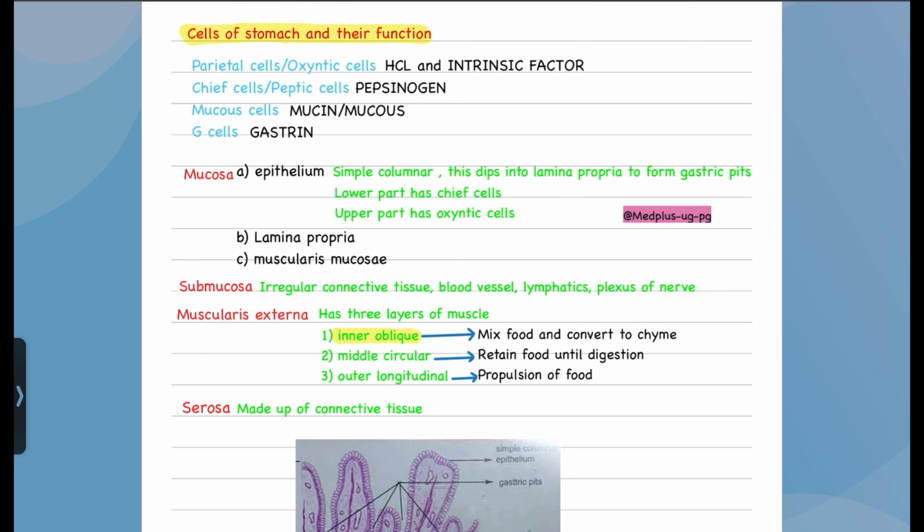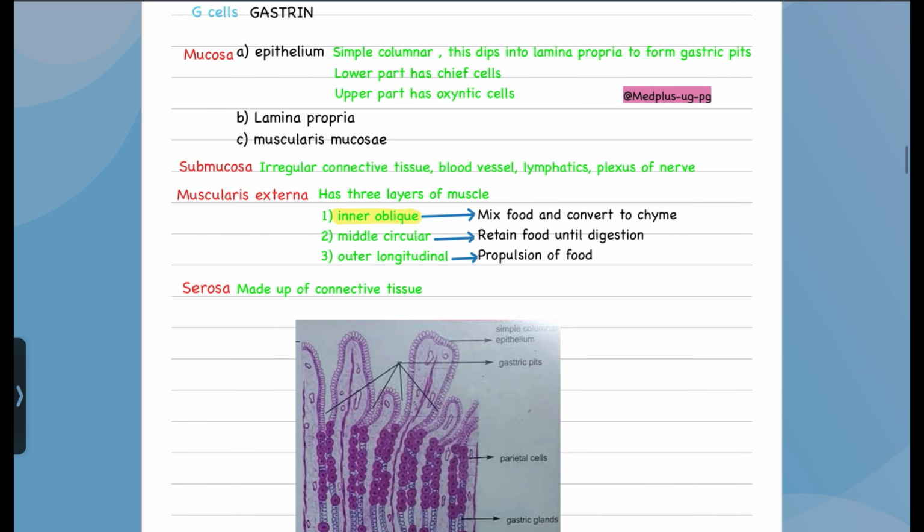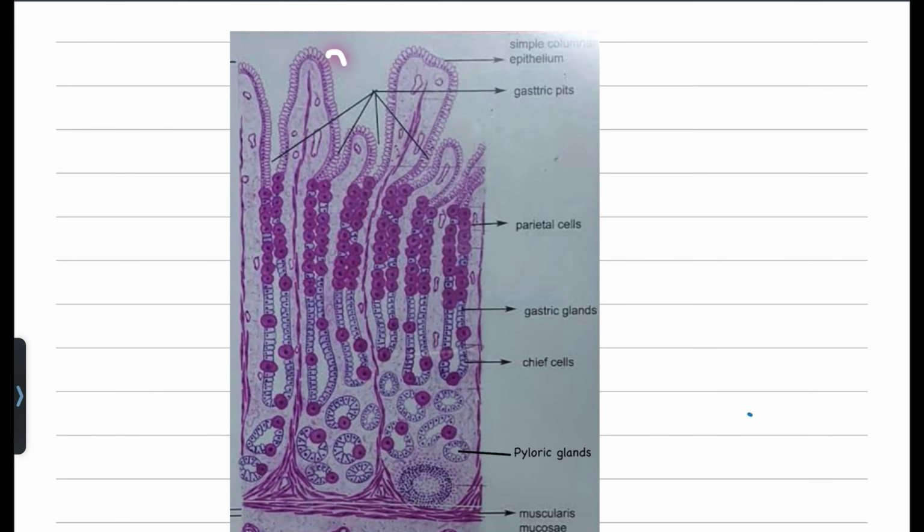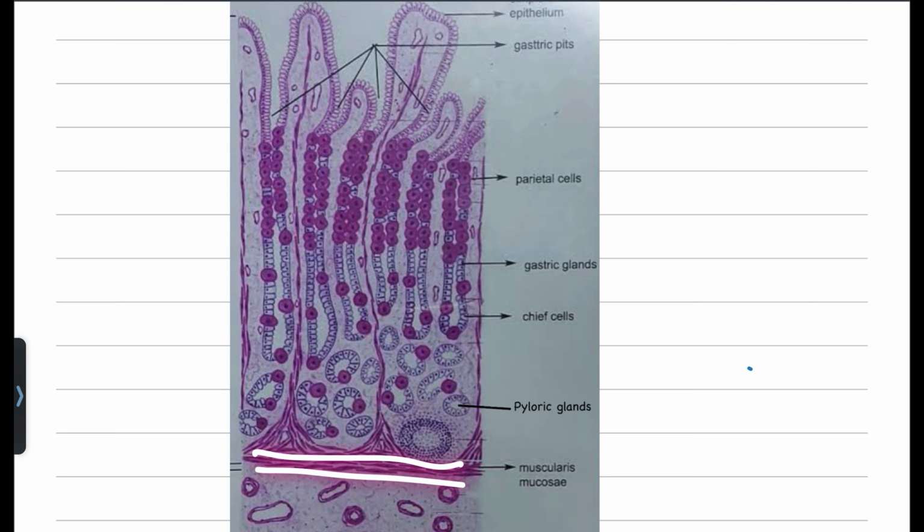Muscularis externa. Here we have 3 layers of muscle. Rest of the GIT has 2 layers of muscle, circular and longitudinal, but the stomach has an additional layer, which is an oblique layer. Serosa is made up of connective tissue. Now as we can see here, we have many folds, other than the esophagus, and we can see we have a simple columnar epithelium, and we have parietal cells which will appear dark pink colored, whereas chief cells will appear light colored, and we have the muscularis layer.